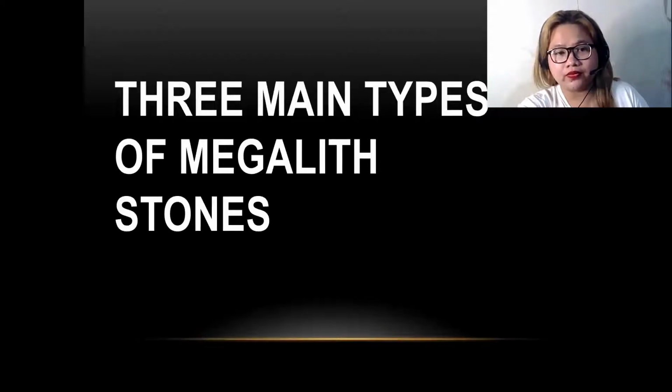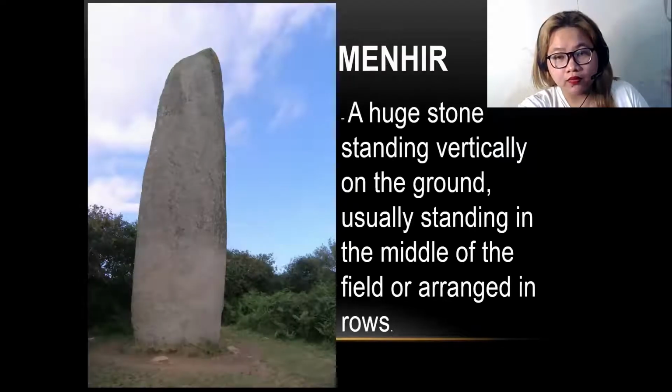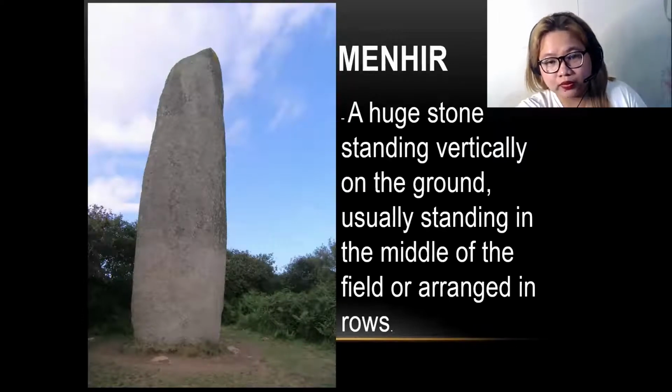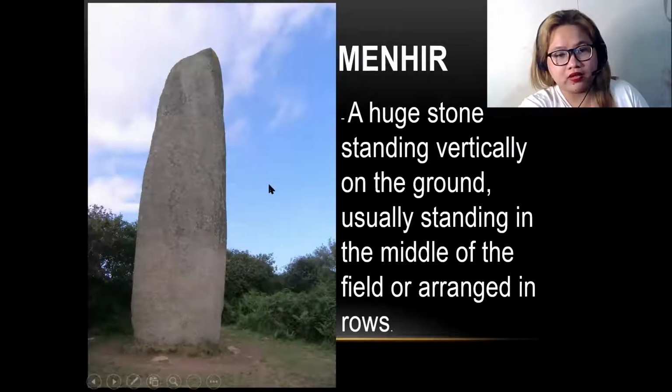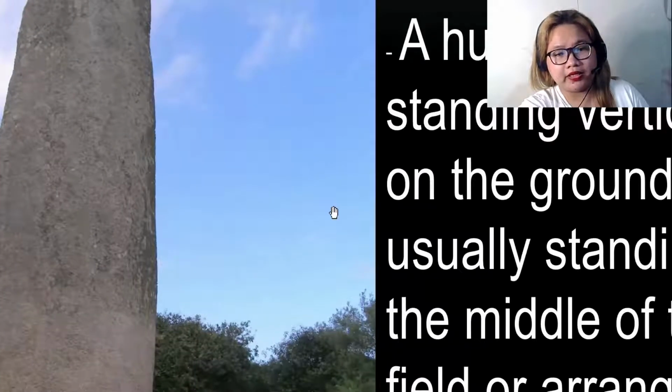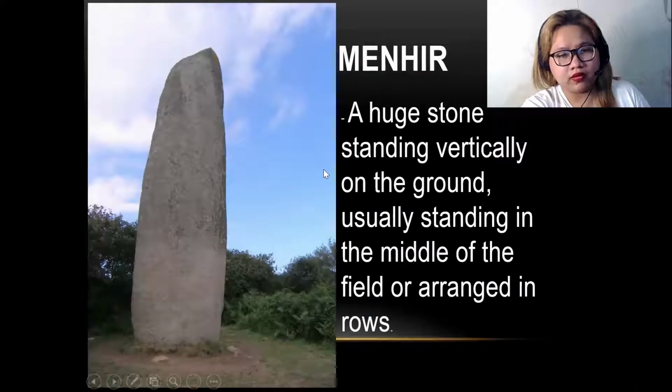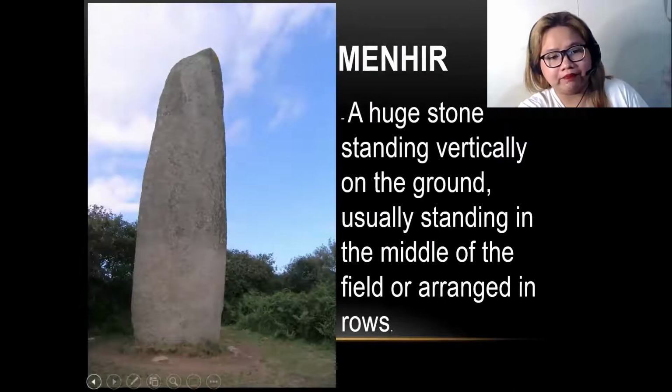So we have the three main types of megalith stones. For the first one, we have here the menhir. A menhir is a huge stone standing vertically on the ground, usually standing in the middle of the field or arranged in rows. So this one is what we call the menhir. Isang malaking bato siya sa gitna.